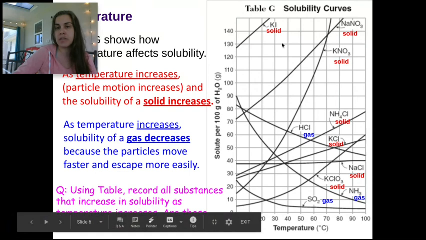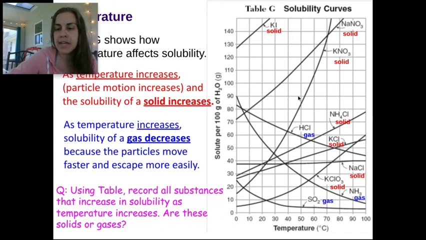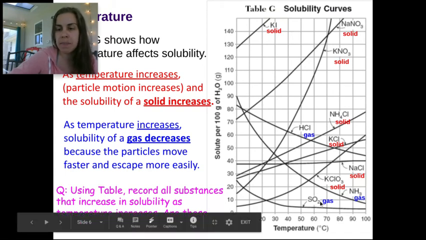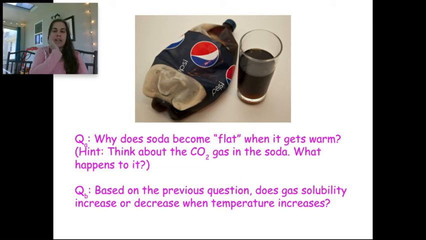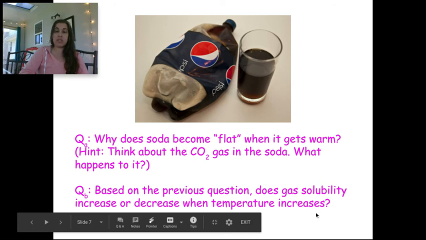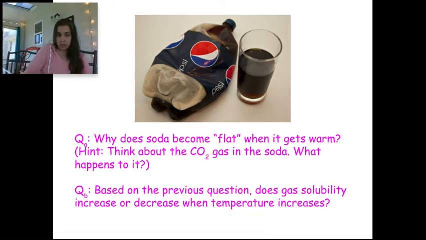And there you go. You could see everything that increased as the temperature increased was a solid. And there are 3 substances that got less soluble when temperature went up. Those were gases. So I want you to think about this. Why does soda become flat when it gets warm, if it sits out? And based on the answer to that first question, does gas solubility increase or decrease when temperature increases? I want you to come up with your answers to that.